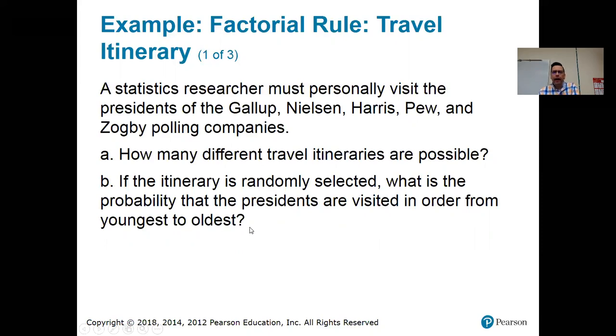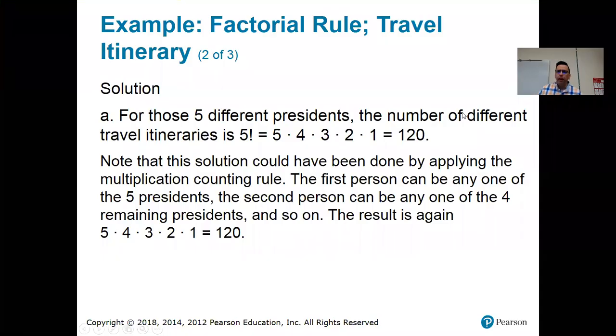Okay. And so you know what, if you're watching the video, I'm going to ask you to pause and think about that for as long as you need to. And then we will come back and compare notes. Okay. For those 5 different presidents, the number of different travel itineraries is 5 factorial. 5 times 4 times 3 times 2 times 1 is 120.